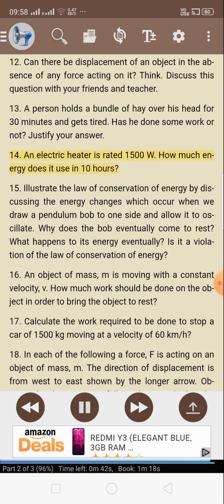Justify your answer. 14. An electric heater is rated 1500 W. How much energy does it use in 10 hours? 15. Illustrate the law of conservation of energy by discussing the energy changes which occur when we draw a pendulum bob to one side and allow it to oscillate. Why does the bob eventually come to rest? What happens to its energy eventually? Is it a violation of the law of conservation of energy?